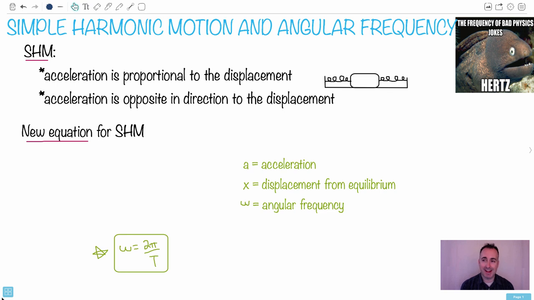I love this meme here, the frequency of bad physics jokes. It hurts. Sorry, if you're getting really tired of the puns, I'm sorry, because I'm not tired of them. I love these jokes.